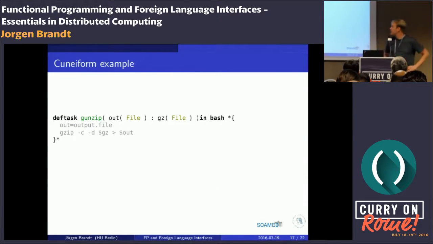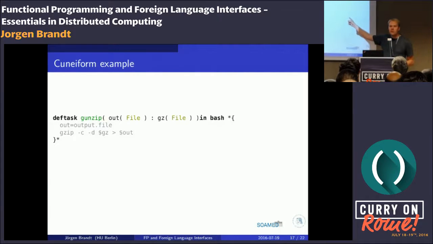And let's look at an example. This is a task that unzips a file. The name of the task is gunzip. Don't get confused by the def task thing. It's just a definition of a function. And in scientific workflows, we're talking about tasks. It has one output, and it consumes one input, both are files.